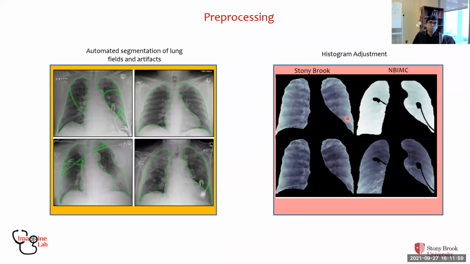So we designed a simple histogram adjustment algorithm. And once we did that, you see the results here. So these are before histogram adjustment, and this is after histogram adjustment. And we can clearly see that the images from our collaborating institution are brought to a similar distribution as the Stony Brook data.